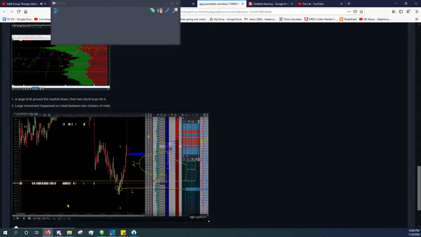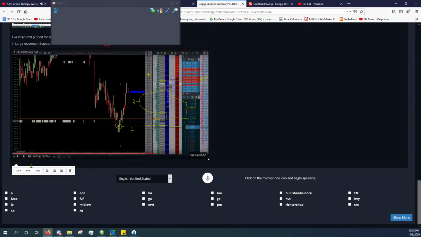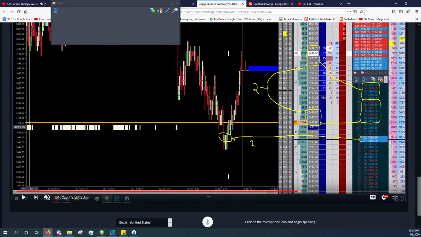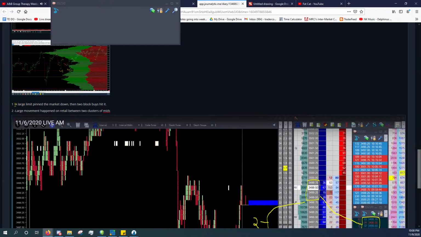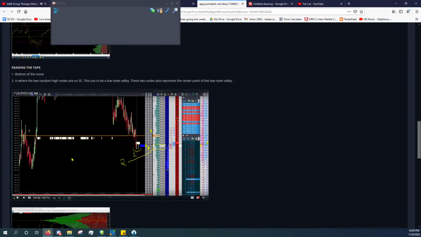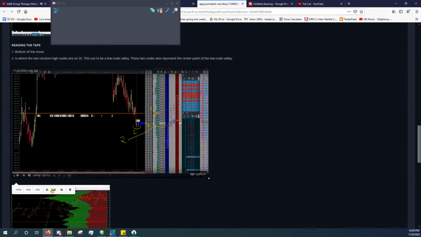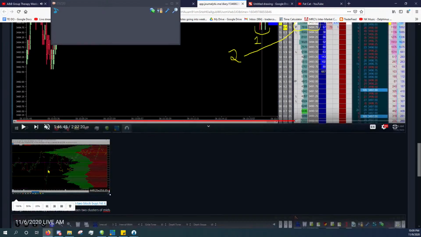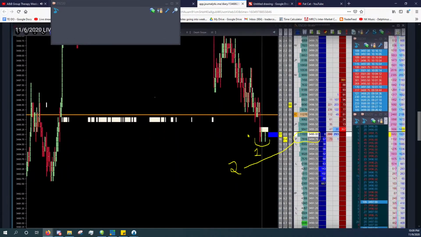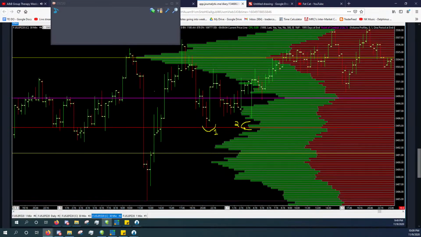So in picture one, blocks hit here, and what I'm saying is there's a large limit that pinned the market down, and that's why I have this picture as well, because these pictures when I scroll tell me a story, right? I see what happened here, and then I know that structurally on 3C this is where it was.